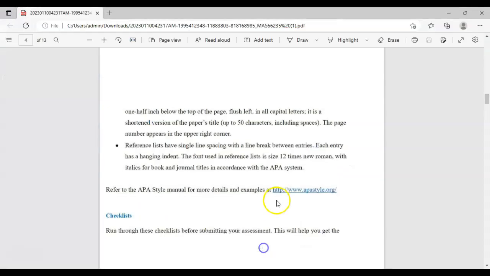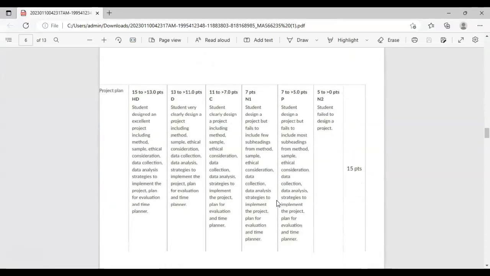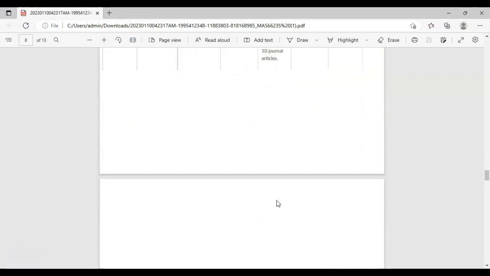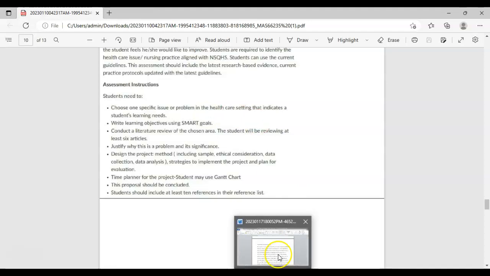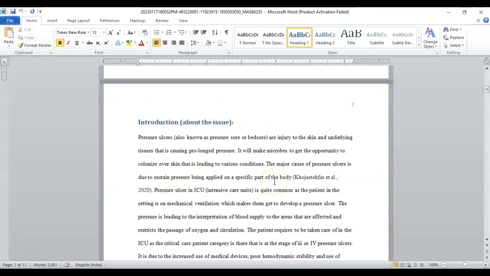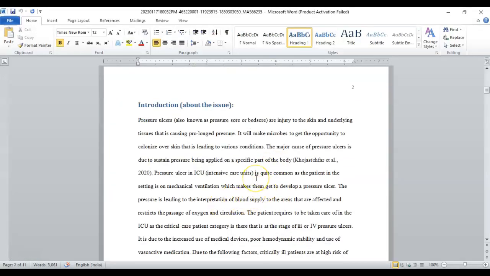While drafting a solution, let's take the basics again, considering the key points enlisted in the assessment or requirement file: choose one specific issue or problem in the healthcare setting that needs to be implemented or solved at the earliest. So the problem is prevention of pressure ulcers in ICU. This is the topic that we have to focus on.